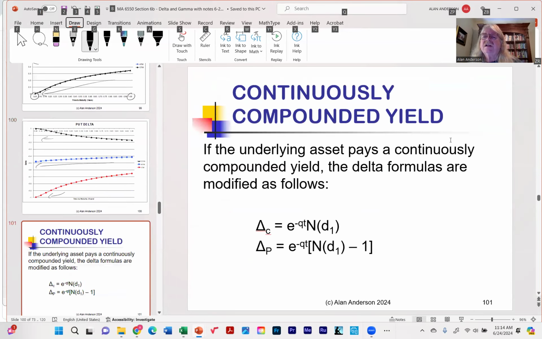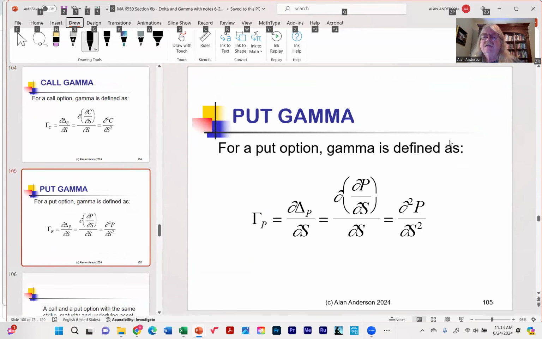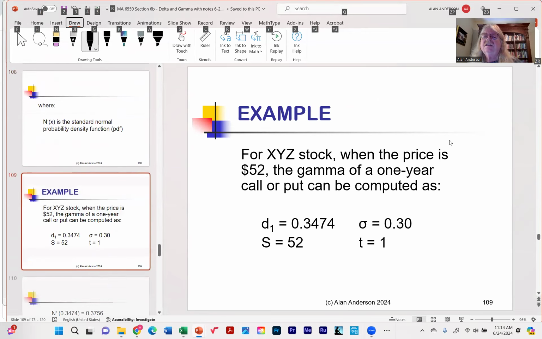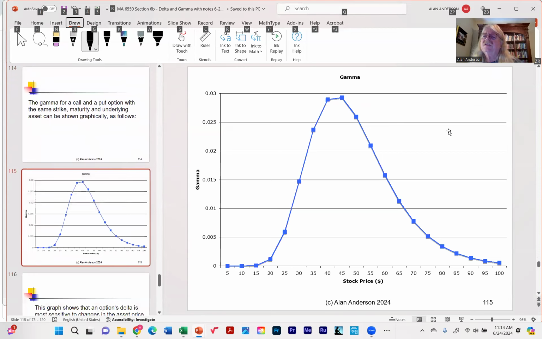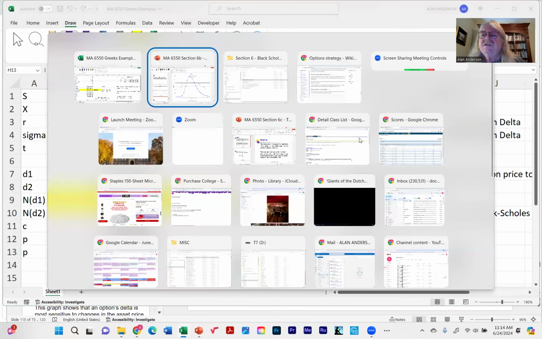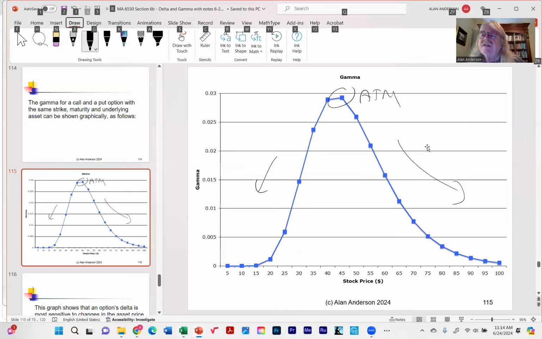And so what does that look like? The formulas are here, but let's take a look. This is what it looks like. So you can see the gamma peaks out when we're at the money, and then it falls off in the other two directions. Now, because these two S-shaped curves are the same for the call and the put, the gamma is actually identical for both calls and puts because the slopes are the same.